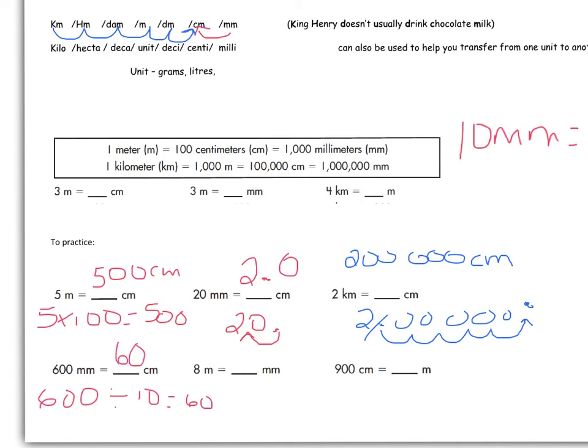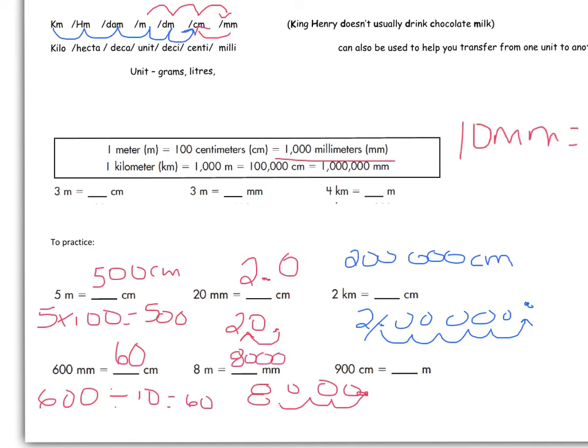Meters to millimeters. I'm going to use my rhyme. 1, 2, 3 jumps to the right. I've got 8. It's in the ones place. Here's my decimal. 1, 2, 3 jumps to the right. Here's my new decimal. Add those zeros in. 8,000, which makes sense because I know there's 1,000 millimeters in a meter. So 8,000.